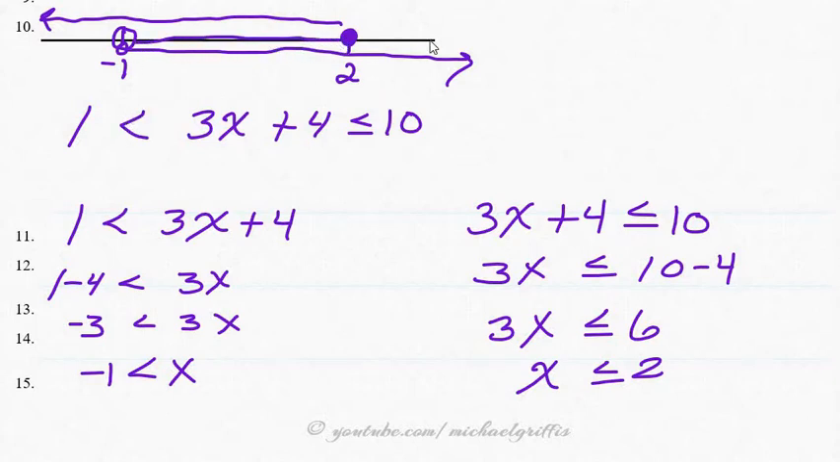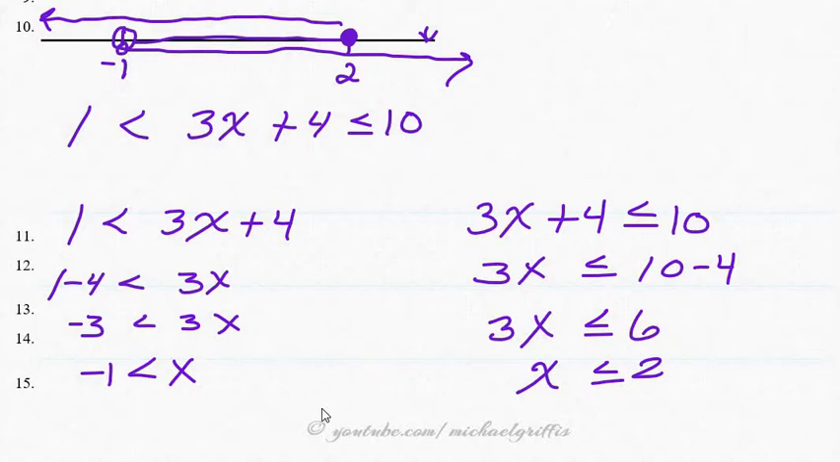Okay? You can pick a number out here if you want, like 10, plug it in. Well, 10 plus 3 is 30, plus 4 is 34. 34 is greater than 1, but 34 is not less than or equal to 10. See, so it has to be true for both of them.